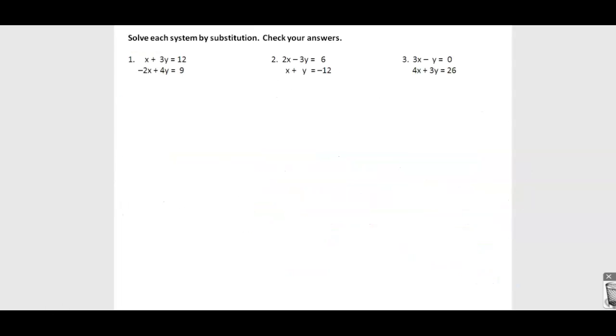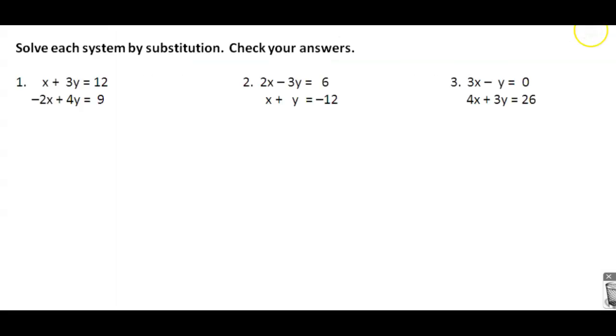Number 1, we have x plus 3y equals 12 and negative 2x plus 4y equals 9. When we are looking at these problems, if it says use the substitution method, you have to solve for a variable and plug in and substitute. So if you are substituting, you want to pick the variable that has a coefficient of 1. So in this case, that's x. If I'm looking at those two equations and all four variables, I want to solve for x because it'll involve the least amount of work.